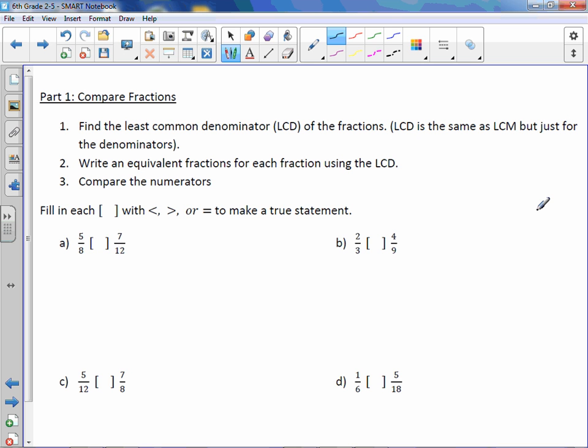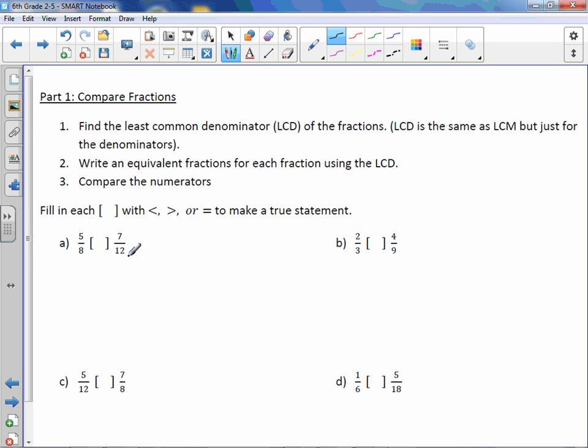Step 1, when you're comparing fractions only. The easiest thing to do is to make them common denominators and then simply compare them. So you're going to find the least common denominator. It's the same thing as the least common multiple, it's just for denominators specifically of fractions. Then you'll write equivalent fractions using the least common denominator, and then simply compare the two numerators. So fill in each box with less than, greater than, or equal to make the statement true.